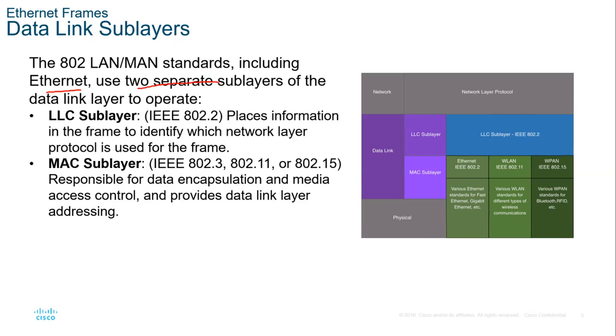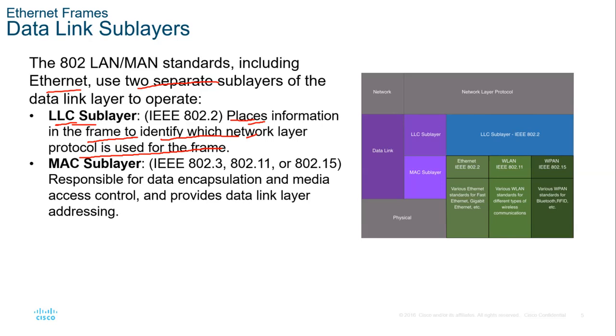Ethernet uses two separate sublayers. Those two sublayers are the logical link control sublayer and then the MAC. The logical link control places information in the frame to identify which network layer protocol is used for the frame. Is it IPv4 or IPv6?